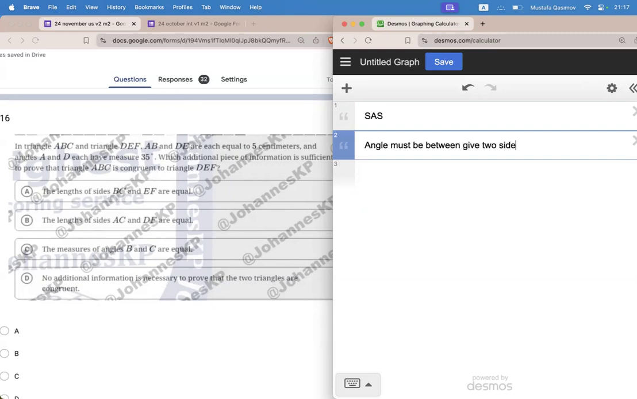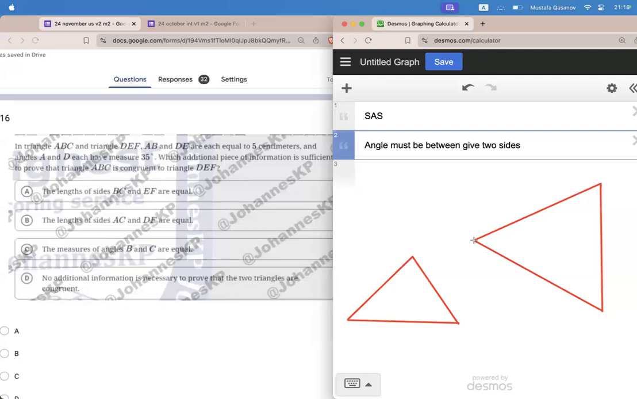Okay, let's draw it. Let's look at what we will get. Let's say that we have two triangles like this. It is the first one, it is the second one. Now let's say that we have ABC here. It is A, it is B, it is C, D, E, F.